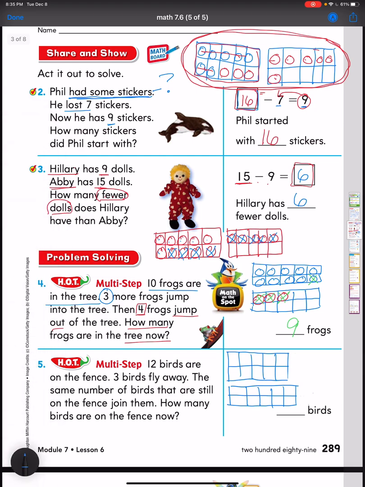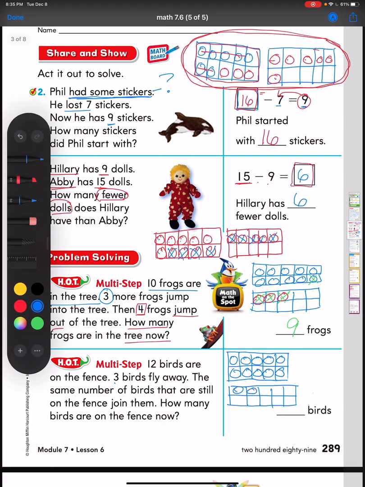Okay, so 12 birds are on the fence. So let me fill in my 12 birds. I know that's going to be at least 1 10 frame and 2 more. There we go. There's 12. And 3 birds fly away. We're going to take those 3 birds away.